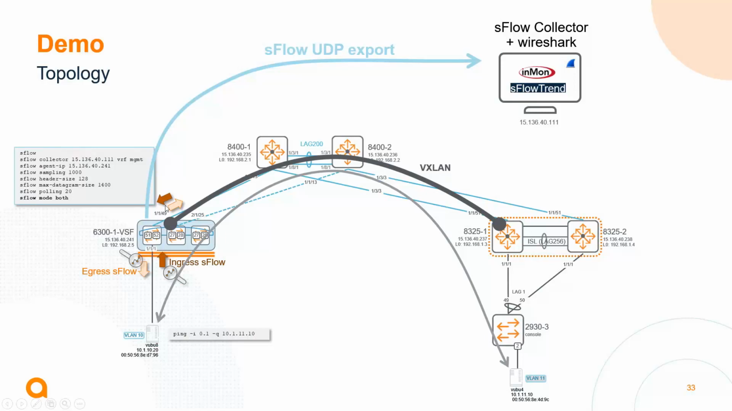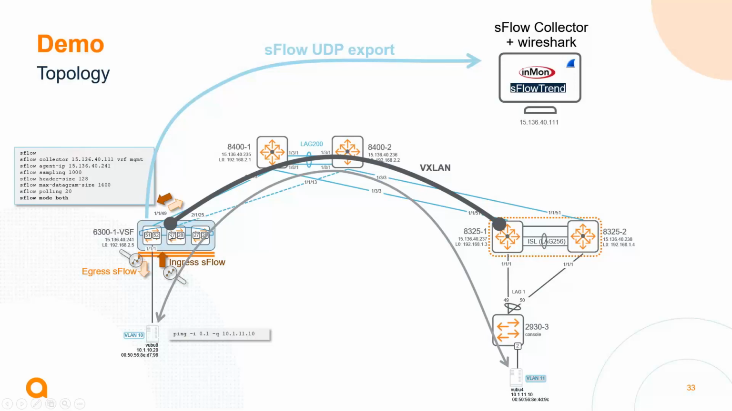So on the left side is a VSF stack of 38360, and we activate S-Flow, and the configuration of S-Flow is the following, with the mode that can be ingress, egress, or both. For this specific TOI, we want to focus on egress, so we'll change this configuration to have egress only. And then we can activate egress on all the interfaces or only on a specific interface. So we'll see the difference.